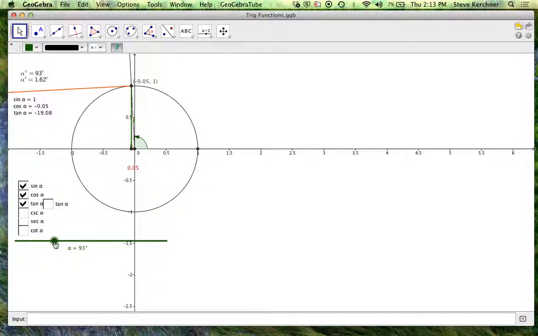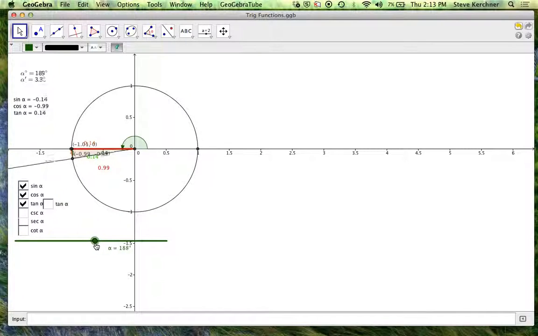As I cross over into the second quadrant, the orange line appears again, and now it's negative. The slope of the line is negative, and the tangent value is negative 4.33. The slope of the line angle is negative 4.33. So I decrease down towards pi or 180 degrees. That orange line is decreasing in size until it reaches 0 at 180 degrees or pi.